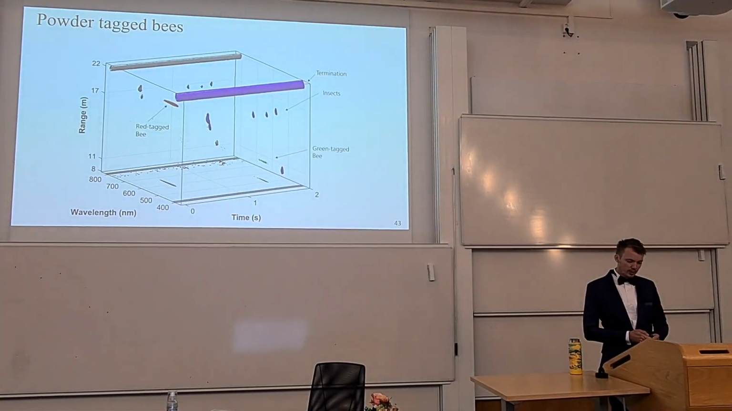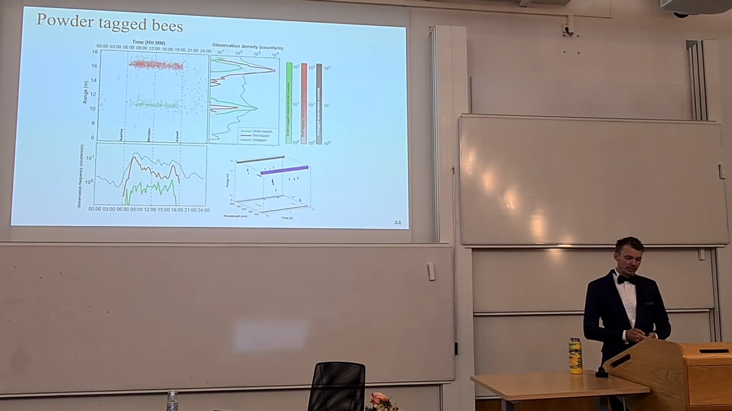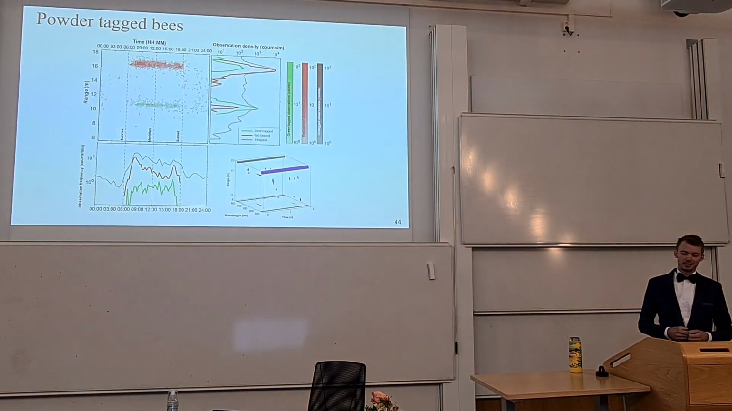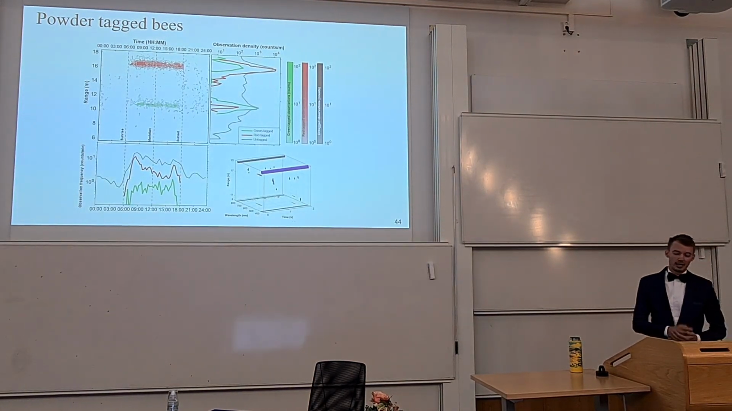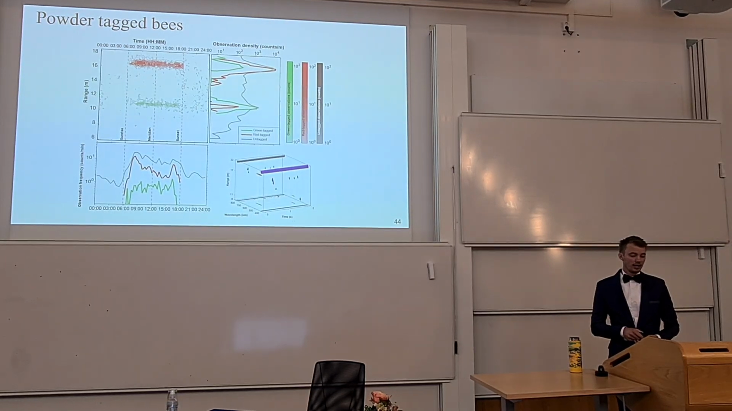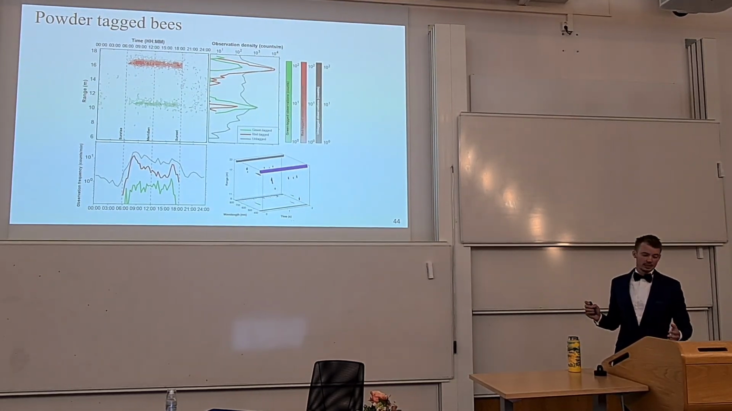So by taking 26,000 of those data files and analyzing them, we found 18,000 insects over those 24 hours that we measured. And with that, we could make some statistics.